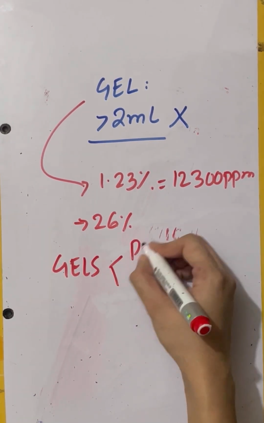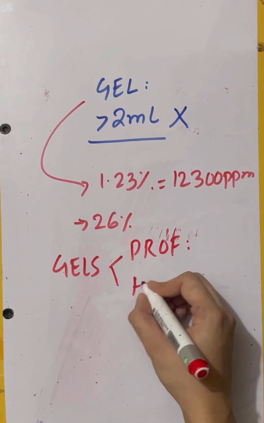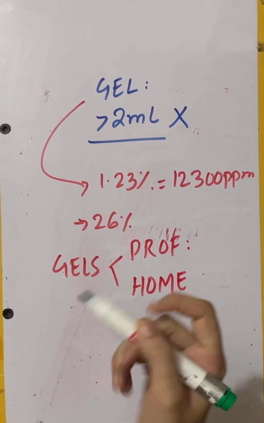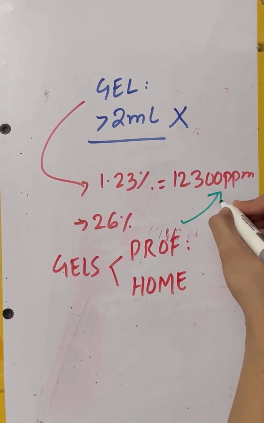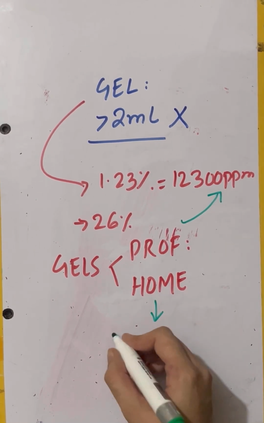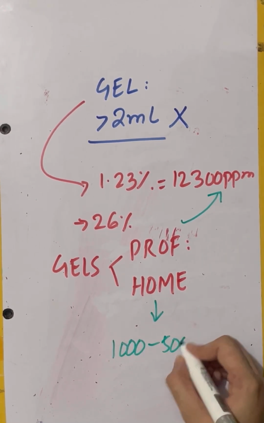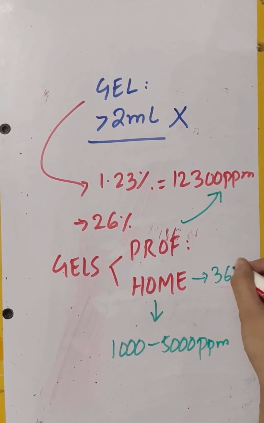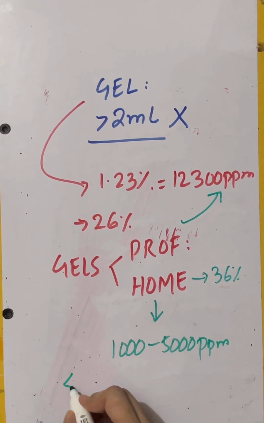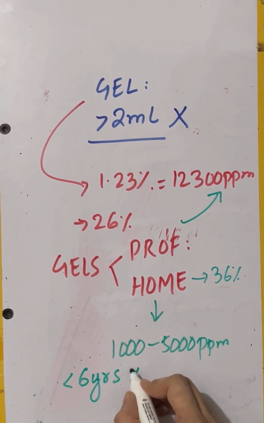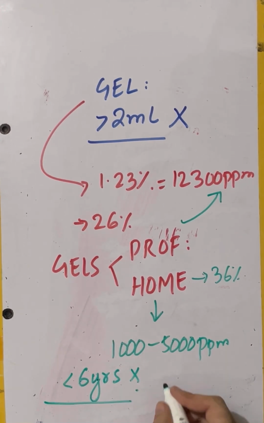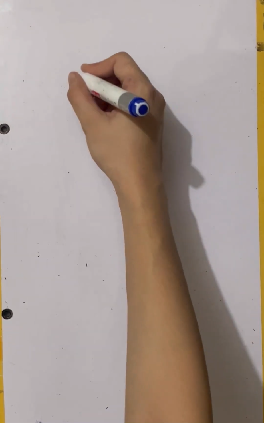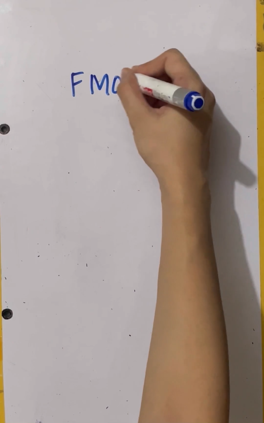Gels are divided into professional use and home use. The professional use gel should contain 12,300 ppm, but the home gels should range from 1000 to 5000 ppm. The home-based gel decreases the caries rate by 16%. The gel should not be used in a child less than 6 years, and you should spit after 30 seconds of applying the gel. And the fourth is fluoride mouth rinses.